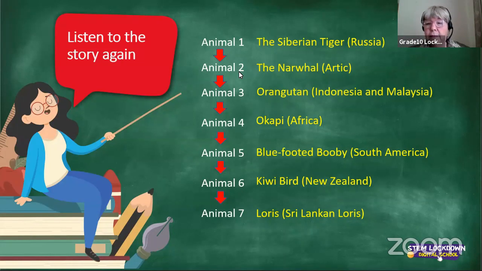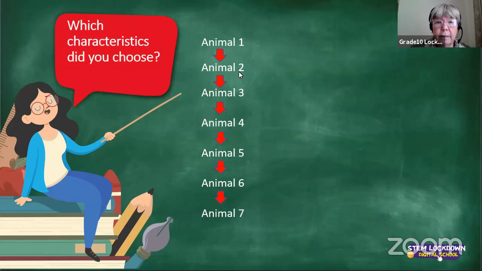Right. So now I'm going to tell you what I got, and you can call out what you got, and we'll see if they're the same. But remember, you only had to choose one characteristic, so yours might be different. For the Siberian tiger from Russia, I said it has a lot of fur.